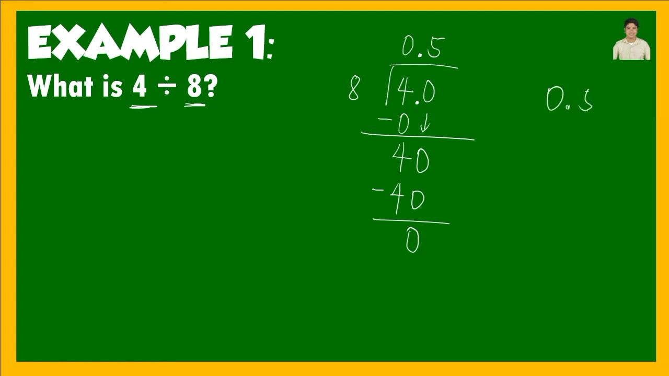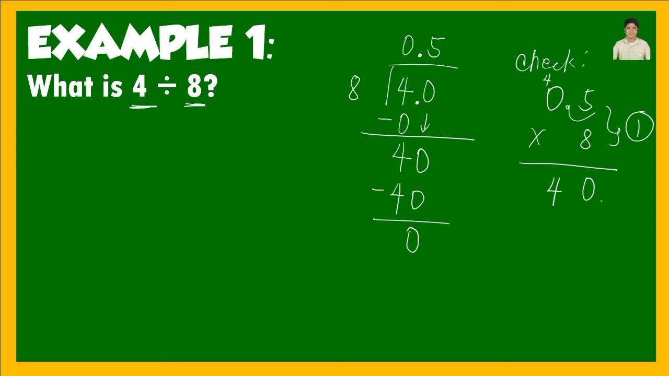0.5 times 8, or 5 tenths, multiplied by 8. 5 times 8, that is 40. So, we'll write 0 and then carry 4. 0 times 8, that is 0, plus 4, 4. And then, we will count the number of decimal places dun sa factors ng ating mga given. Ayan. So, this time, meron tayong 1 decimal place.